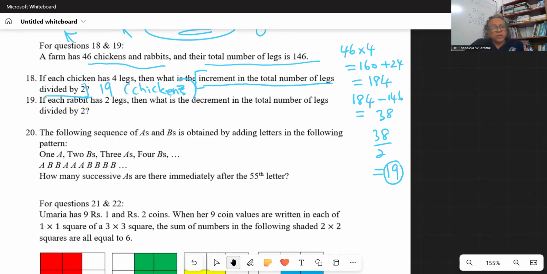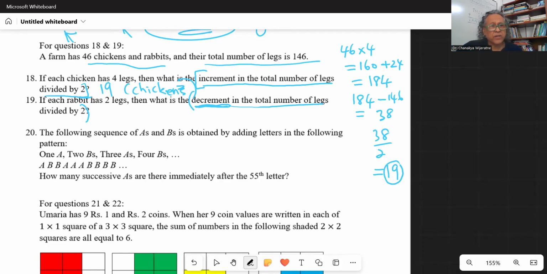All right. Number 19. If each rabbit has 2 legs, yes, removing 2 legs. Maybe each rabbit can stand on its 2 legs, and the other 2 legs are like his hands, arms. So then what's the increment in the total number of legs? Decrement, of course, since it has decreased. The decrement in the total number of legs divided by 2.